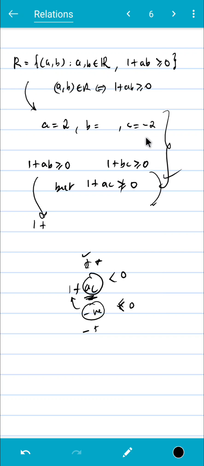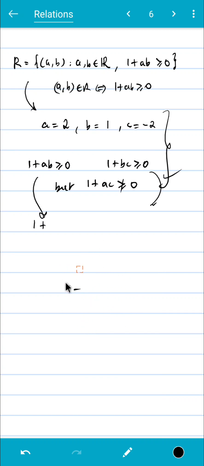Let's take minus 2, and b. So what do we take for b? Let's just try 1, then see what we get. So what of 1 plus ab? 1 plus a is 2, b is 1. So I get here 3, and this is greater than 0. So (a, b) belongs to R. Then what about 1 plus bc? So 1 plus b is 1, c is minus 2. Now I get 1 minus 2, which is actually less than 0.